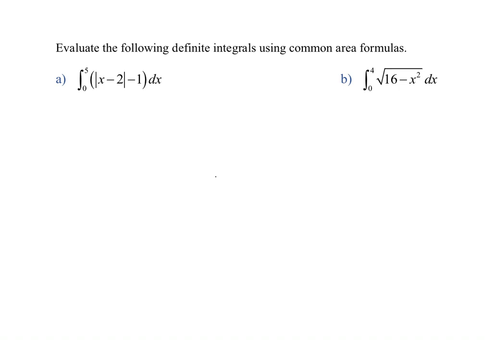Evaluate the following definite integrals using common area formulas. So our first integral on part A is the integral from 0 to 5 of the absolute value of x minus 2, minus 1, dx. So the directions are giving us a big, heavy hint.